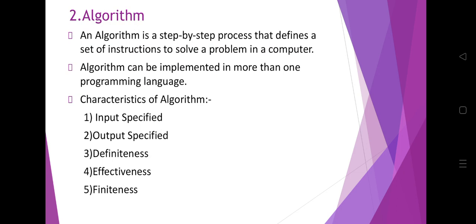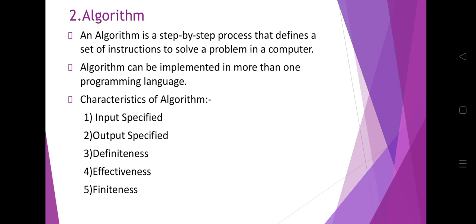Now coming to the algorithm part. An algorithm is a step-by-step process to solve a particular problem in a computer, and this can be implemented in more than one programming language. Simply put, an algorithm is a step-by-step process to solve a problem in a computer. It does not explain directly how the computer solves it, but the procedure is explained by the algorithm concept, and it can be implemented in any programming language like C, Python, Java, C++, any language.